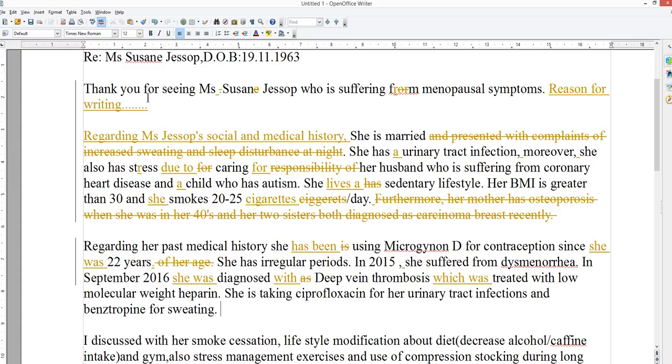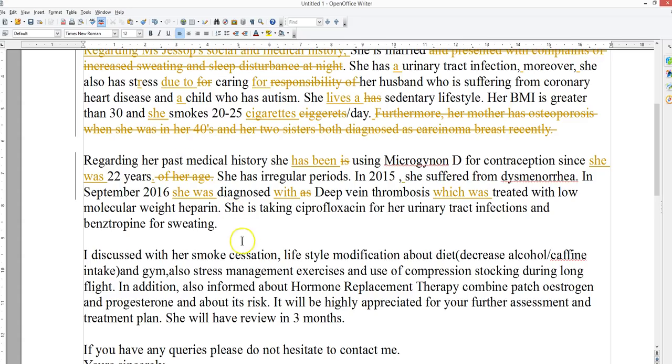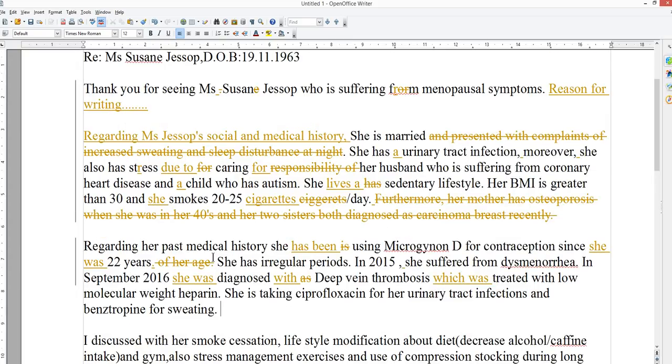Okay, then Miss Jessop came to see me on the 12th of the 1st, complaining of blah blah blah, and we spoke about etc. etc. Regarding her history, because this is for the gynaecologist's information. She is married, blah blah blah. She's been having irregular periods, etc. Okay.